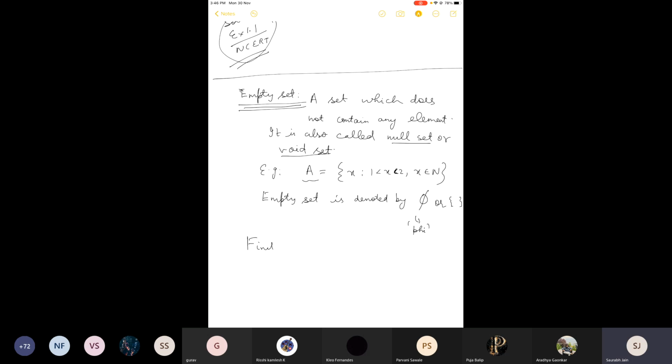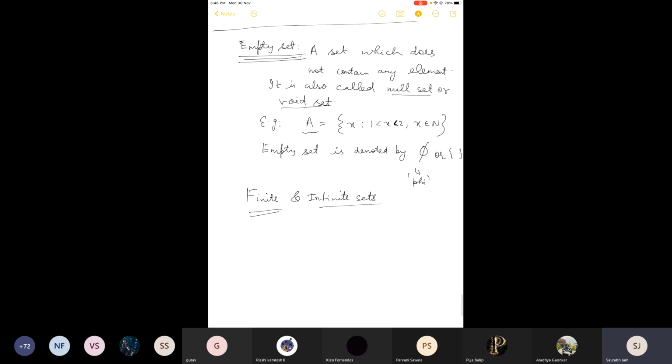Then see, for finite and infinite sets, I'm not writing anything. Go through these definitions. The name only will tell you the meaning. Finite set means they have a finite number of elements. Infinite set means they have an infinite number of elements.